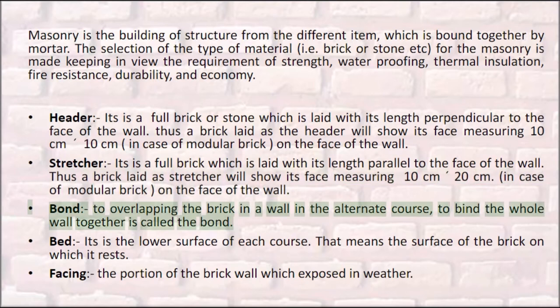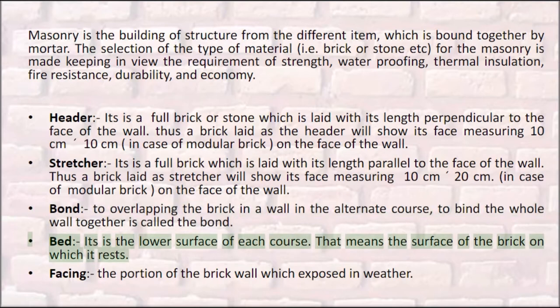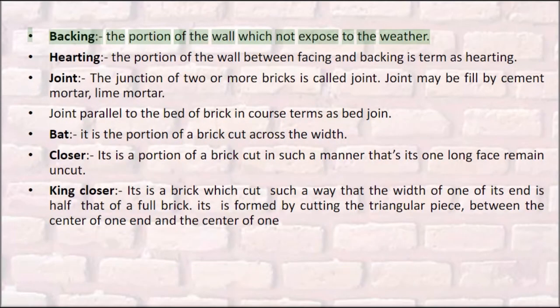Bond, the overlapping of the bricks in a wall in alternate courses, to bind the whole wall together, is called the bond. Bed, it is the lower surface of each course. That means the surface of the brick on which it rests. Facing, the portion of the brick wall which is exposed to weather. Backing, the portion of the wall which is not exposed to the weather. Harding. The portion of the wall between facing and backing is termed as harding.